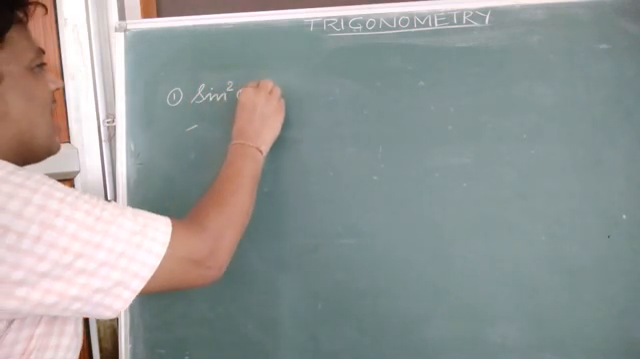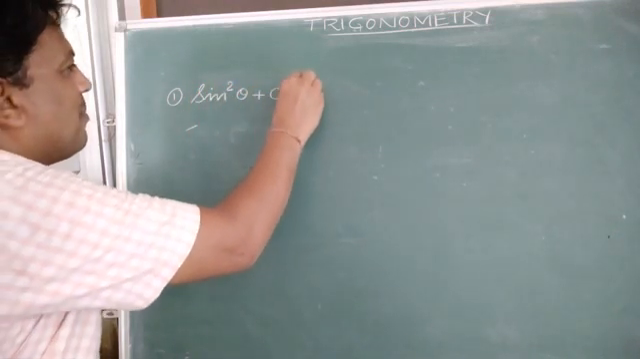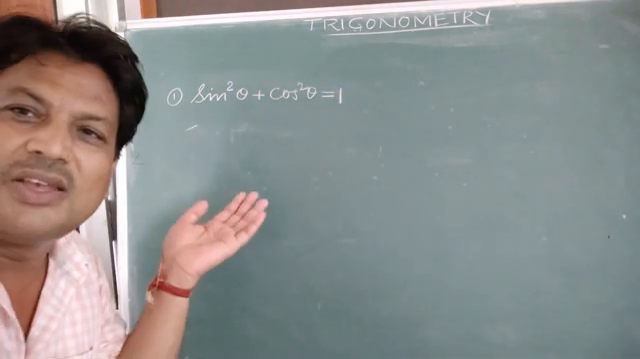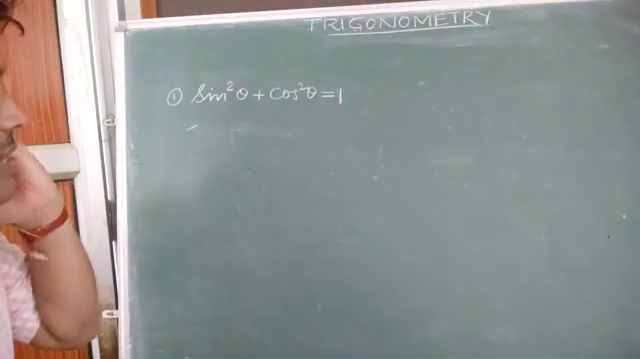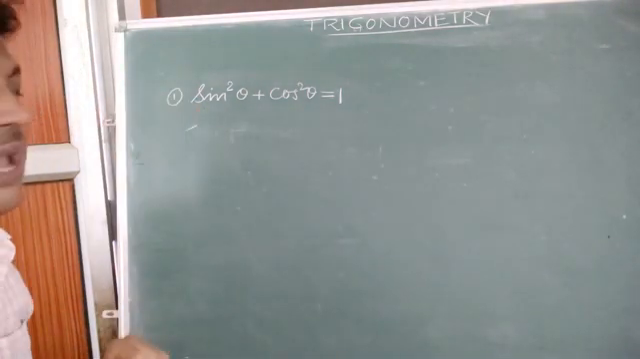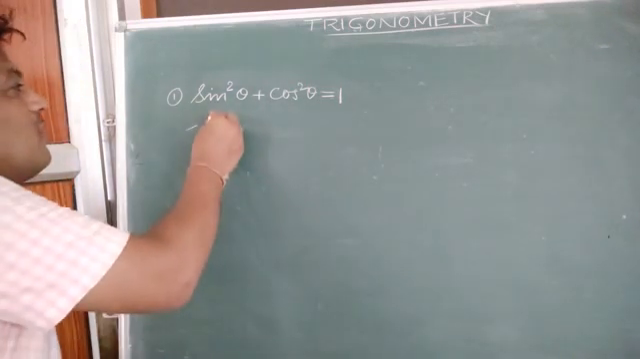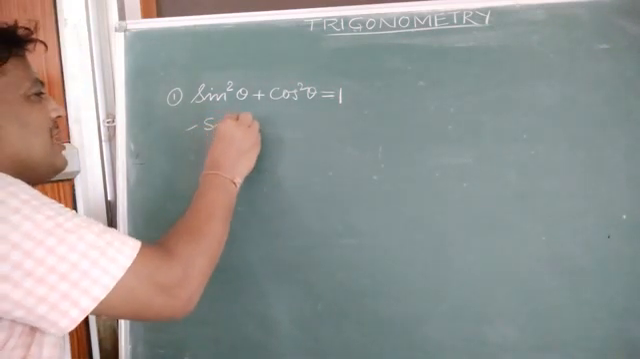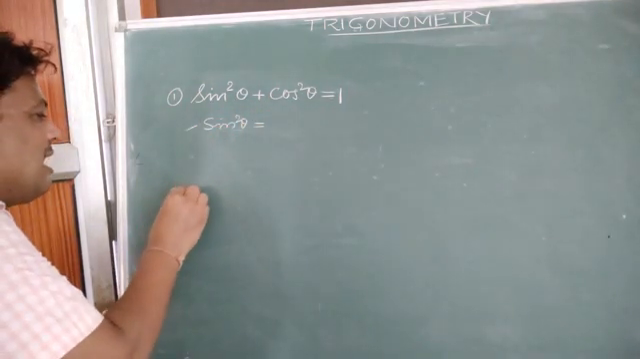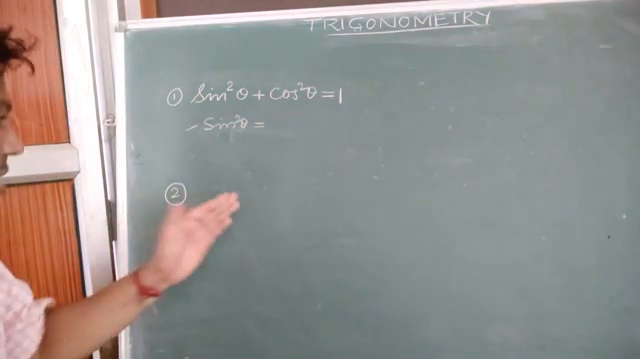sin square theta plus cos square theta is equal to 1, children. Okay children, sin square theta plus cos square theta is equal to 1. The same thing can also be written as a what, children? Sin square theta is equal to what, children? Let me first write all three identities.